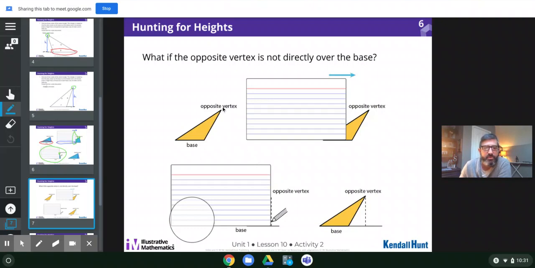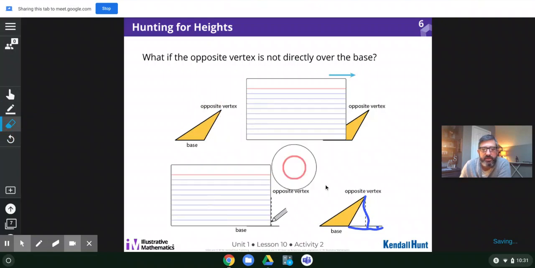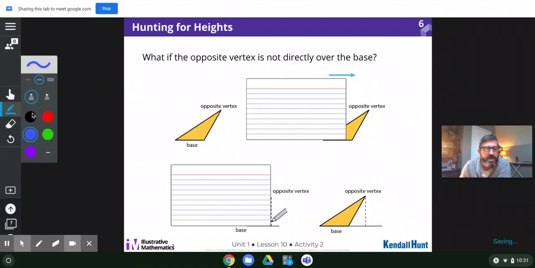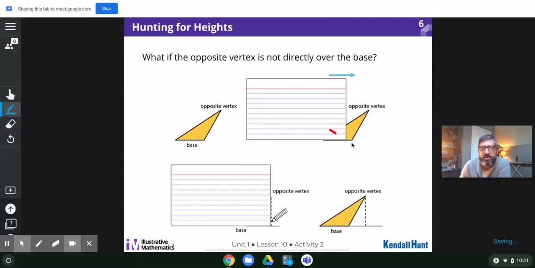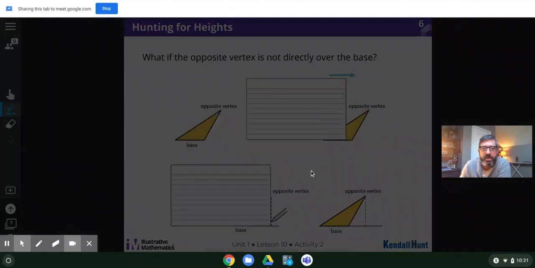Now in this example, you notice that the opposite vertex does not fall directly above our base. So we're going to have to draw an imaginary line that you see like that. It extends our base so we can draw the line down to the base. So I'll erase that. Again, my drawing skills are not good, and that's why if we're ever writing these out, we use an index card or a ruler to help us draw nice, neat, straight lines here.